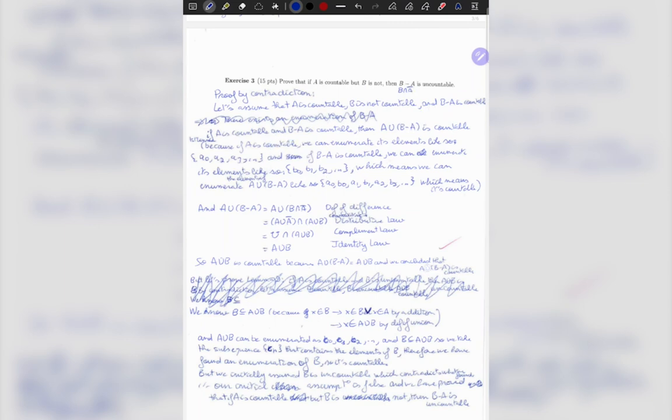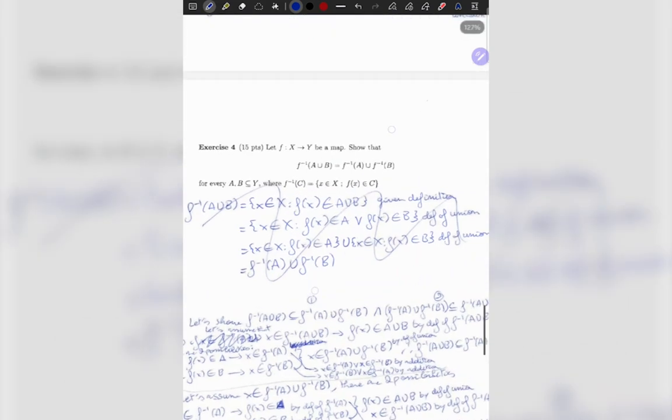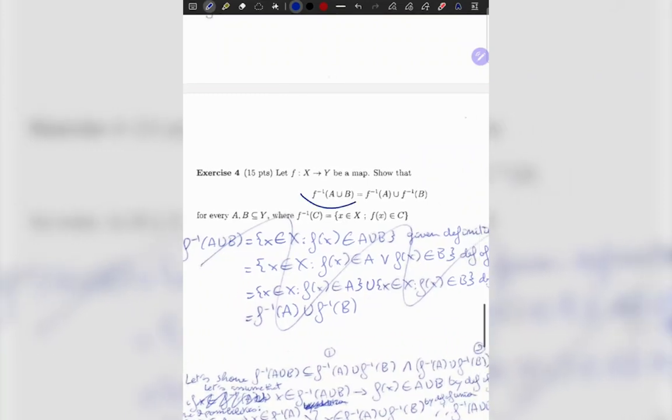So now for the final question, let f from X to Y be a map, or like a function. Show that the inverse of A union B is equal to the inverse of A union the inverse of B. So f inverse of A union f inverse of B. They gave us a very big hint, which is the definition of inverse. Let's think, what does this say? It's saying that if I plug A union B into the inverse function of f, it's equivalent to plugging A into the inverse function and B into the inverse function.